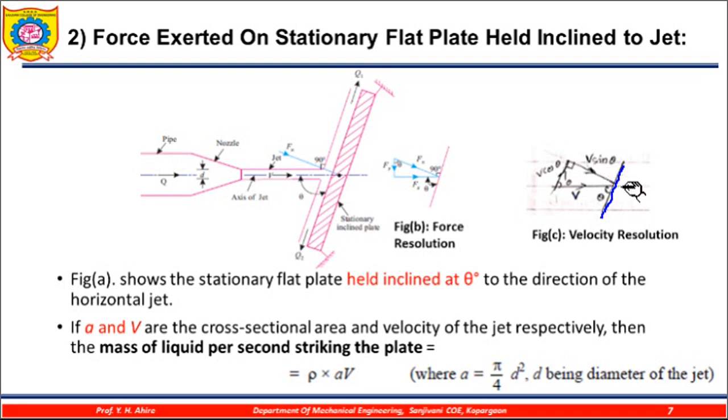This is the normal direction n. Here we have n, normal to the plate. So this is a normal direction, perpendicular to the plate. So resolving this incoming velocity before impact, this will be V sin theta.